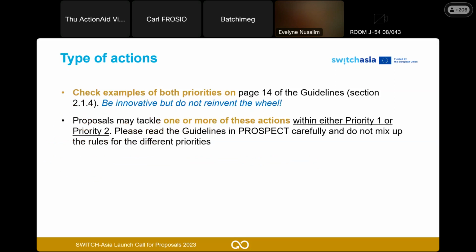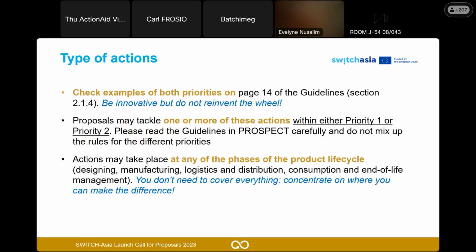What we ask you to do when it comes to the type of action is check the examples of both priorities on page 14 of the guidelines. So we ask you to be innovative, but please do not reinvent the wheel. And they can also tackle one or more of these actions within either priority 1 or 2. But please read the guidelines in prospect carefully and do not mix up the rules for the different priorities.